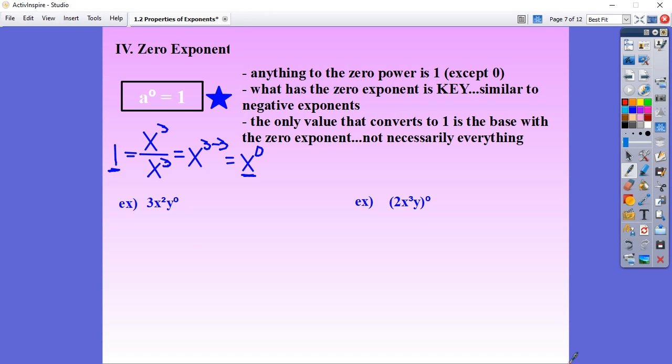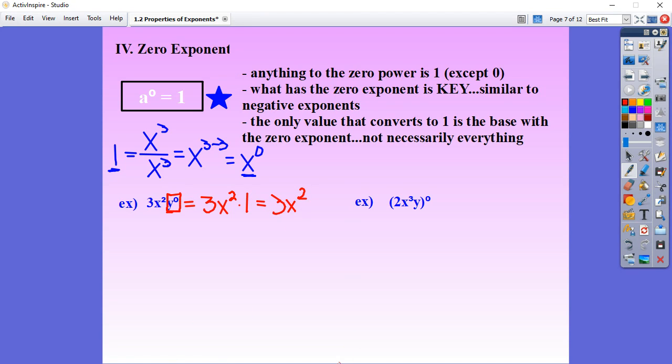Now, just like negative exponents, you want to ask yourself, what has a 0 exponent? Just because I see a 0 exponent doesn't mean my entire answer is 1. That would be an incorrect answer for that one. So I want to be very careful and make sure I identify what has a 0 exponent. In this case, the base y is the only thing. So the 3x squared stays. But now the exponent doesn't become 1. The entire power becomes 1. So the base to the 0 power, that whole thing just becomes 1. It's almost like it's not even there, and so you end up getting 3x squared.